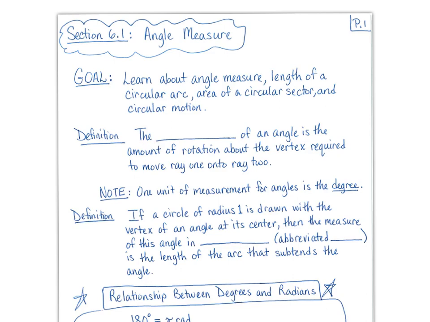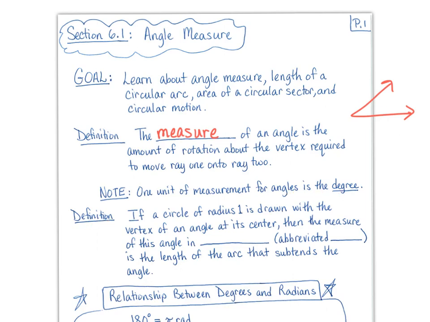The measure of an angle is the amount of rotation about the vertex required to move ray 1 onto ray 2. Okay? So that's taking an angle and figuring out how to go from here to here. That gives you your measure. Okay? One unit of measurement for angles is the degree.